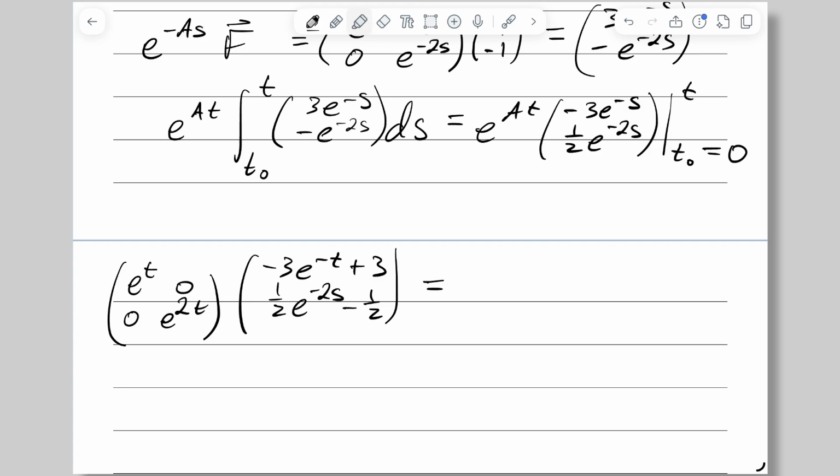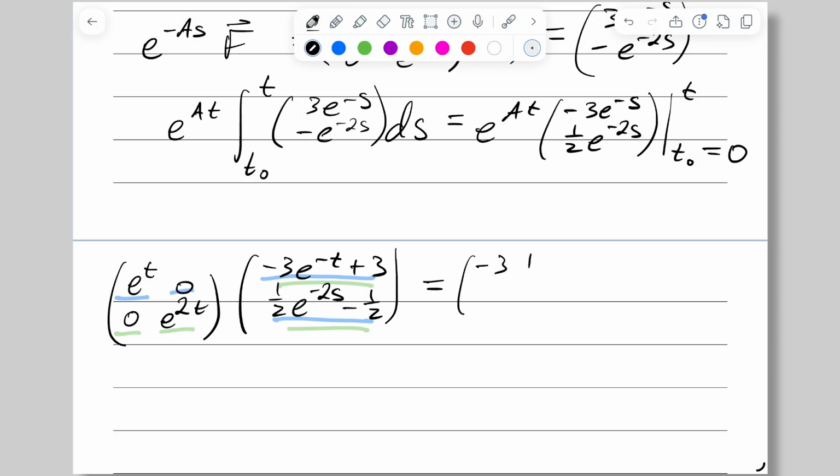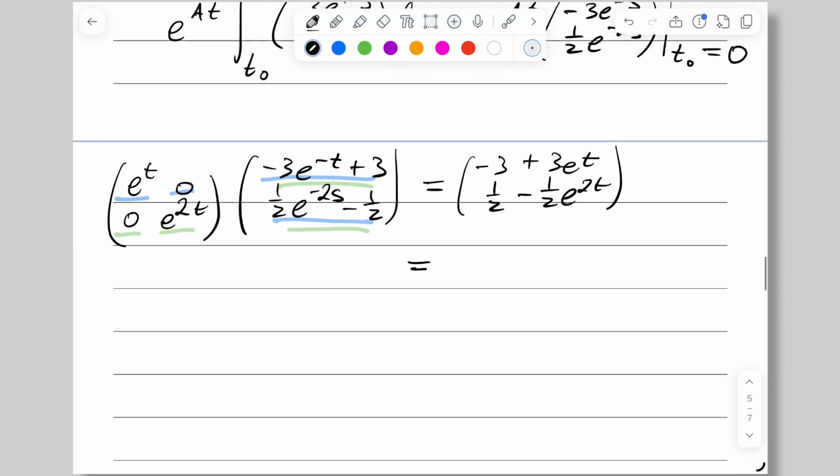Multiplying the fundamental matrix e to the at times what we just found is going to boil down to multiplying e to the t by the top entry and then 0 by the bottom entry, so it doesn't really contribute at all. And then 0 by the top entry and e to the 2t by the bottom entry. The result is negative 3 plus 3e to the t and 1/2 minus 1/2 e to the 2t, which I'm going to write down as negative 3, 1/2 plus 3e to the t, negative 1/2 e to the 2t.